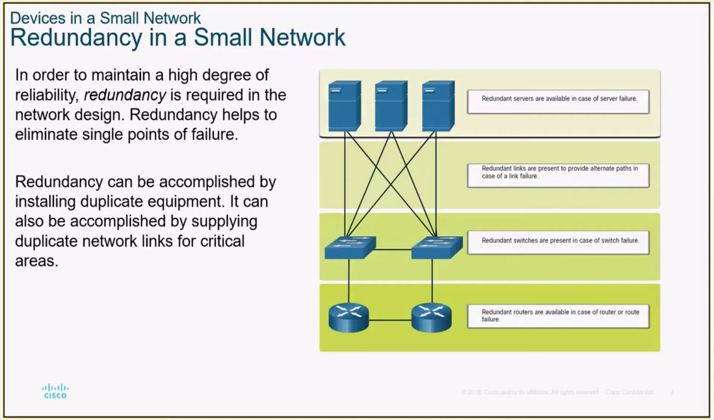And so you can see here that we've got more than one router, more than one switch, and more than one link to each server. And of course, there's more than one server, so you've got redundant servers as well. So if one of these devices fails, the network will continue to work. Of course, this is not going to be a mum and dad business with about 5 people in it. This is probably going to be a bit bigger than that, but yeah.